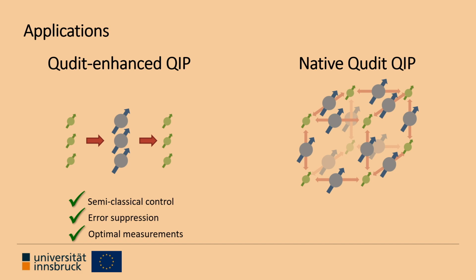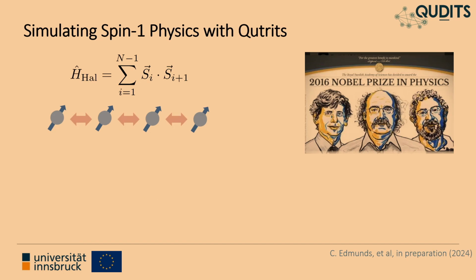Good, but now we talk about native qudit information processing. So we want to solve qudit problems on qudit hardware. And this is where we think that we can get really a speed up compared to standard methods. And I want to start with something well known, which is a spin-1 Heisenberg chain.